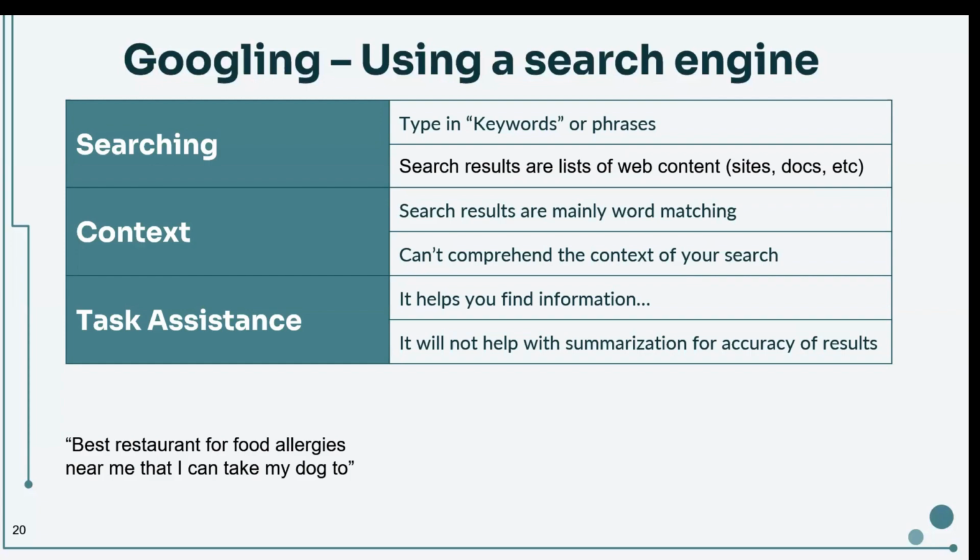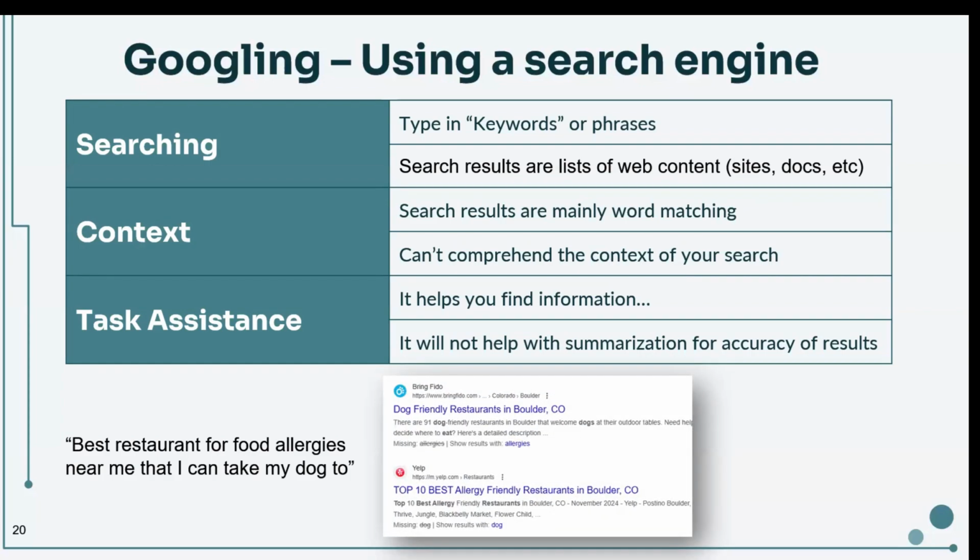A good example here: best restaurant for food allergies near me that I can take my dog to. Top 10 best allergy-friendly restaurants in Boulder. And it's just search results. And then it's your job to go through each one of those links to see if you can find the best answer that you're looking for.